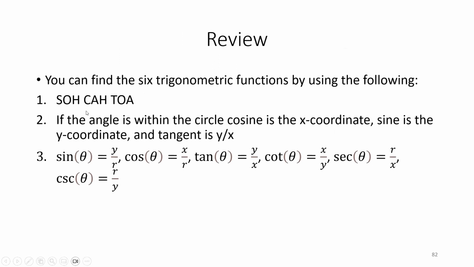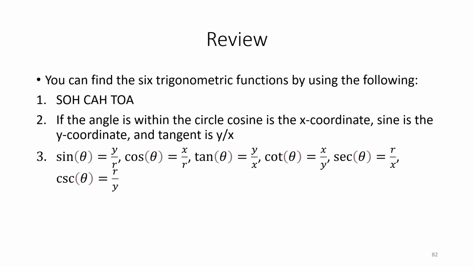So this is a review of how to find the six. You can find the six trigonometric functions by using the following. Number one, you can definitely use SOHCAHTOA. Number two, if the angle is within the unit circle, cosine is the x coordinate, sine is the y coordinate, and tangent is y over x.